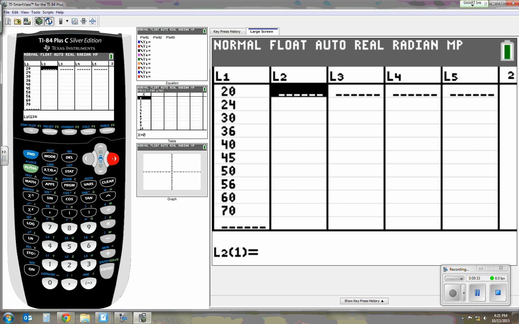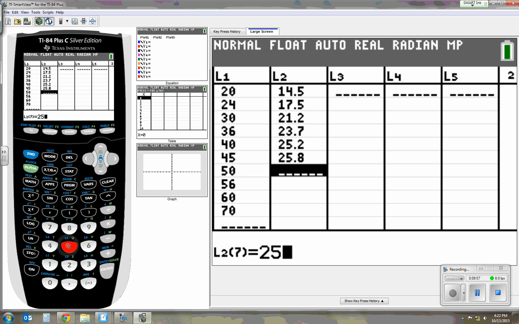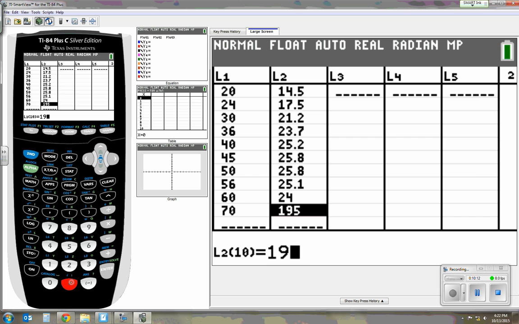Okay, and then we arrow over and we do our y values. 14.5, 17.5, 21.2, 23.7, 25.2, 25.8, 25.8 again, 25.1, 24, and 19.5. So we have our information in here. Oh, I put 195. Let's do 19.5. Now we have our information in here.